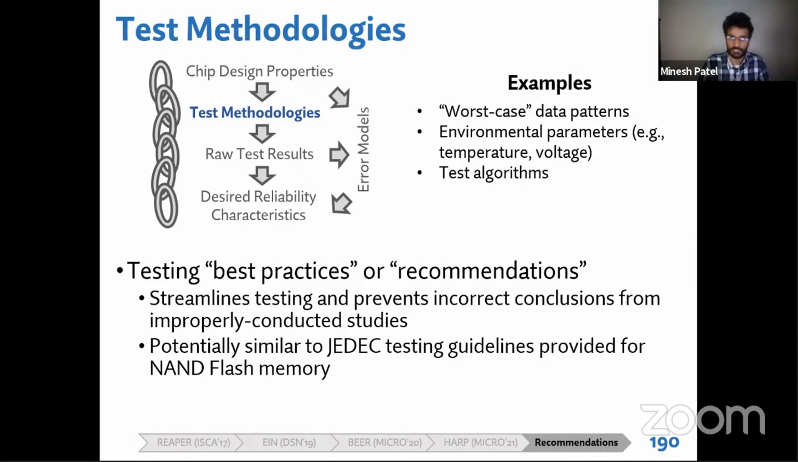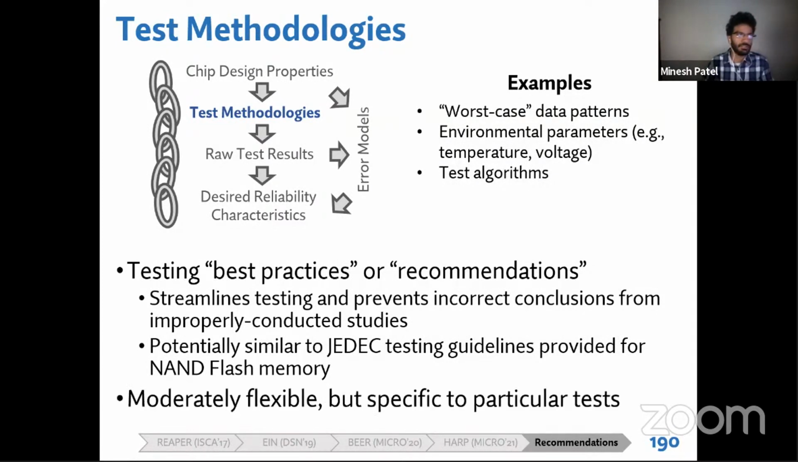So having this information can streamline testing and prevent the tester from coming to incorrect conclusions, either based on limited testing methodologies or improperly conducted studies or flaws in the assumptions in general. We note that this could potentially be similar to JEDEC testing guidelines that are provided for semiconductor testing or even NAND flash memory in some of the official JEDEC documents. Now we note that this approach is moderately flexible. It's not as flexible as having chip design properties because it's specific to the particular tests provided, but it still allows the tester to use the tests for whichever purpose they want to.